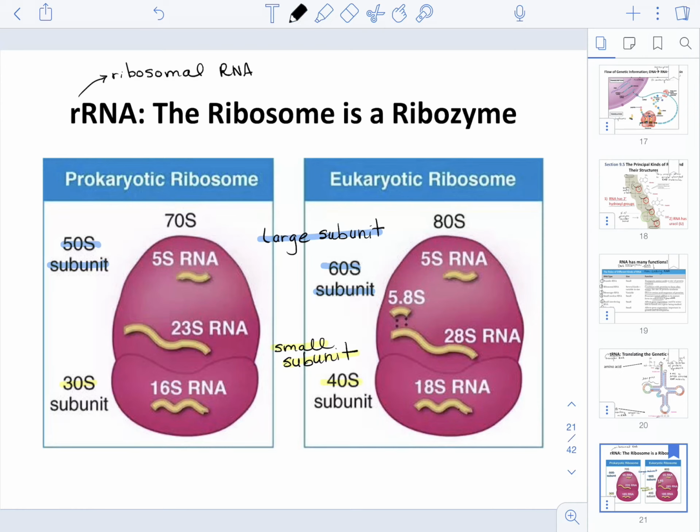Now, when we look at how many ribosomal RNAs are in these structures, notice that the small subunits of the ribosomes in both prokaryotes and eukaryotes contain only one molecule of ribosomal RNA. While if we look at the large subunits, the eukaryotic ribosome has 3 ribosomal RNAs, while the prokaryotic ribosome only has 2.